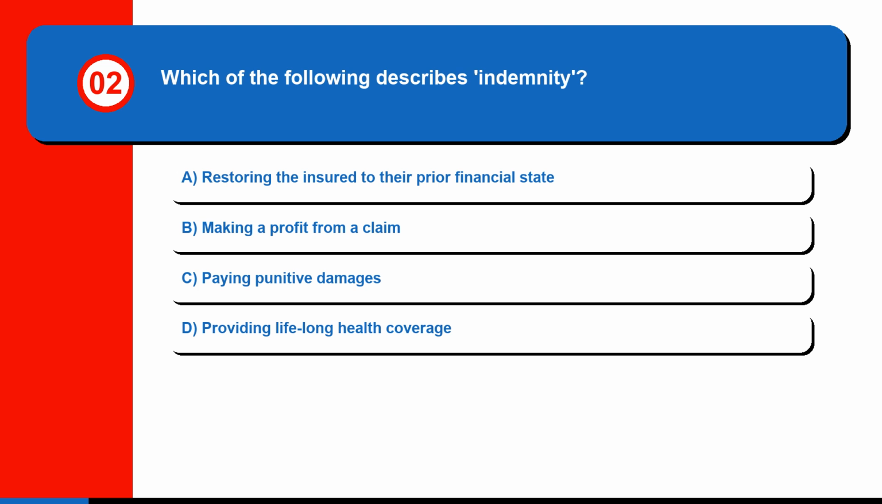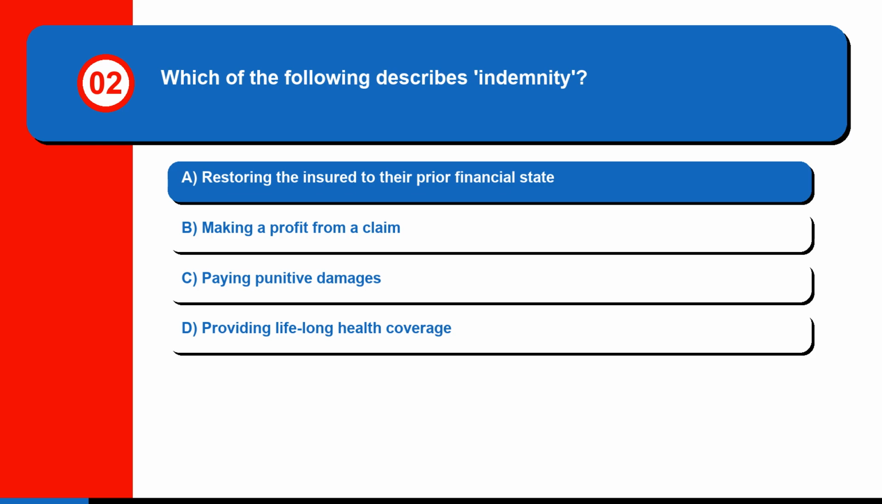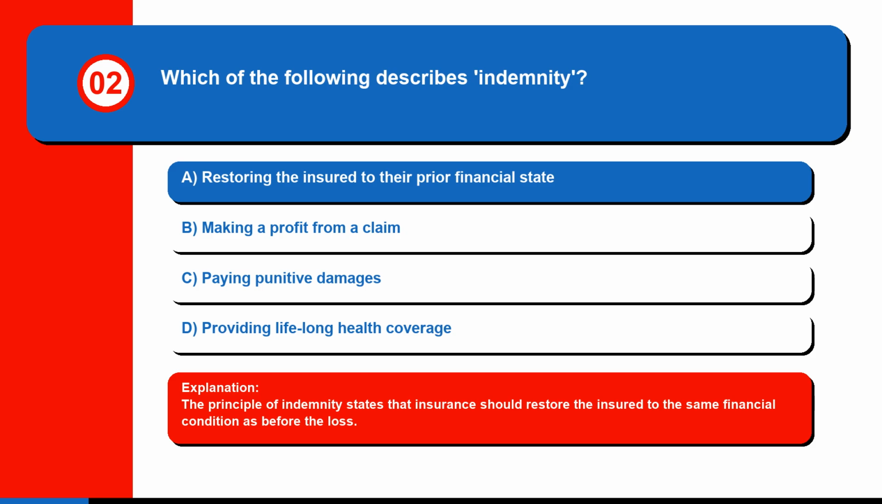Question 2. Which of the following describes indemnity? A. Restoring the insured to their prior financial state. B. Making a profit from a claim. C. Paying punitive damages. Or D. Providing lifelong health coverage. The correct answer is A. Restoring the insured to their prior financial state. The principle of indemnity states that insurance should restore the insured to the same financial condition as before the loss.